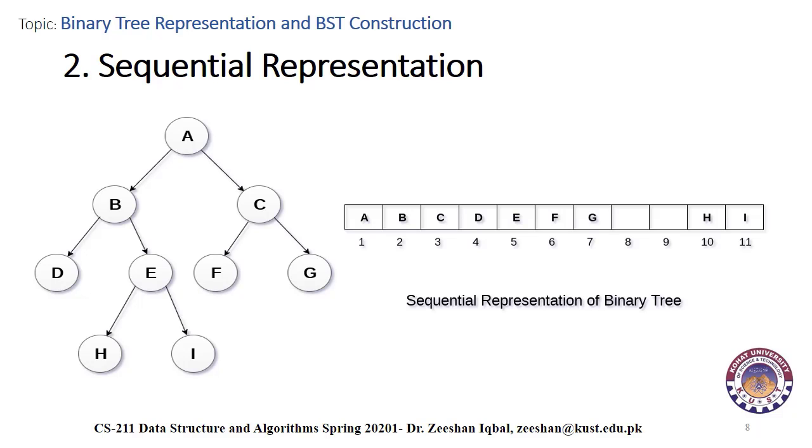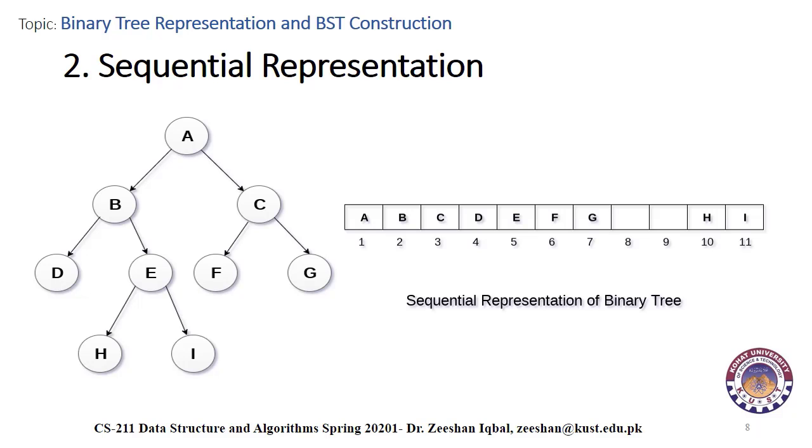The left child will be stored at n multiplied by 2. So the array address is 1. Then the left child will be stored at 2 multiplied by 1, so B will be stored at location number 2. For the right child we have the formula n multiplied by 2 plus 1. As the address of A is 1, 1 multiplied by 2 plus 1 is equal to 3. So the right child will be stored at location number 3.